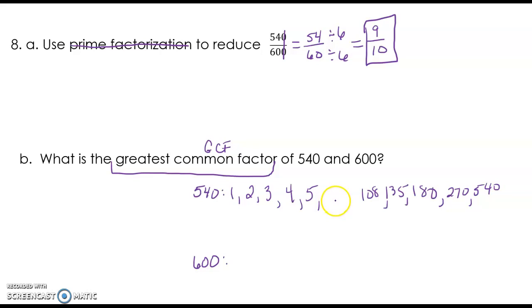540 divided by 6 is 90. Yep, that's what I thought. 6 and, I'm running out of room, 90. Let's see, 7. I don't think it's divisible by 7. It's not. I don't think it's divisible by 8.